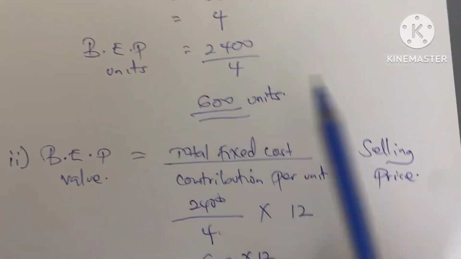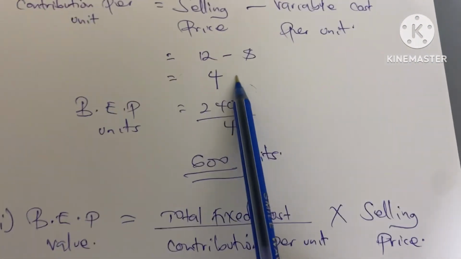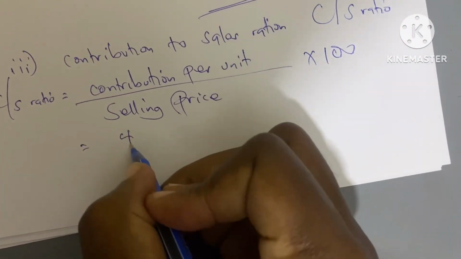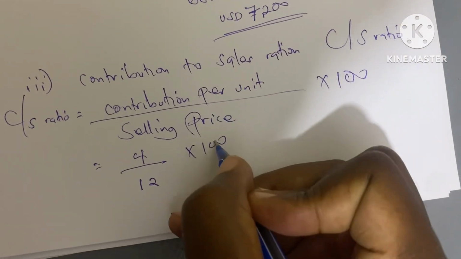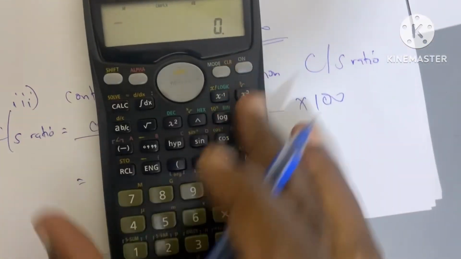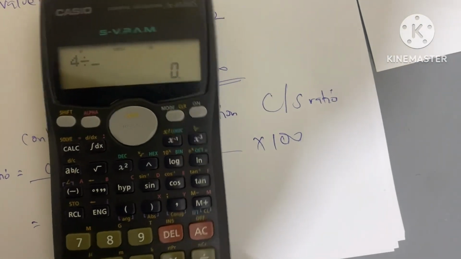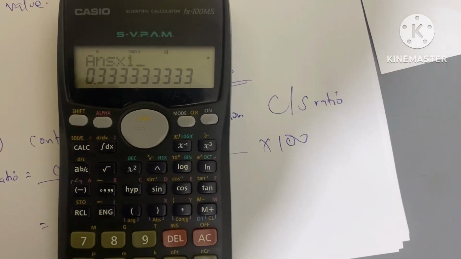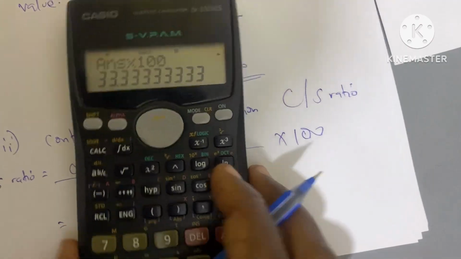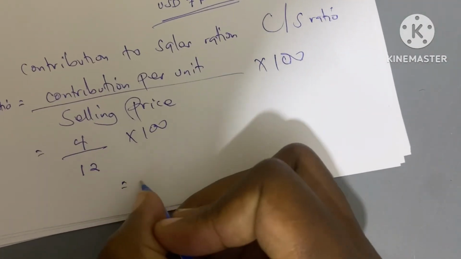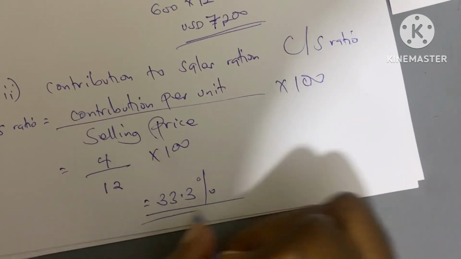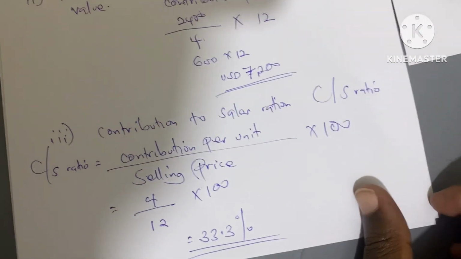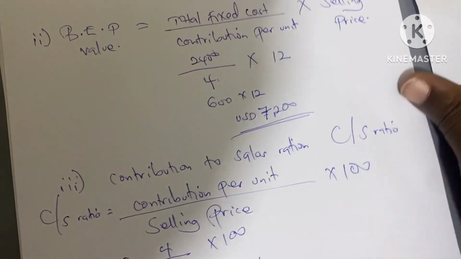So the contribution per unit is 4. We got it here. So it is 4 divided by selling price, which is 12, then times 100. So it's going to be 4 divided by 12 times 100. So it is 33.3%. That is the contribution to sales ratio. Like that.